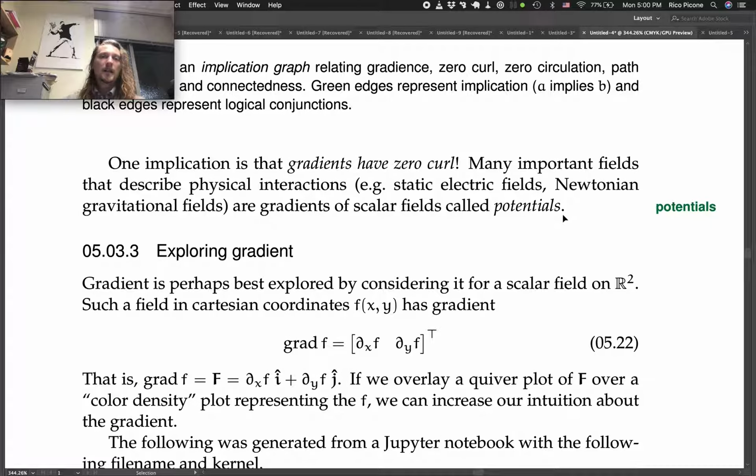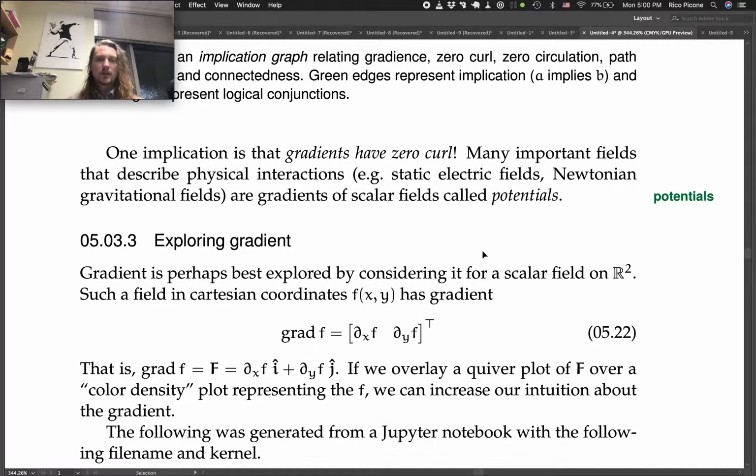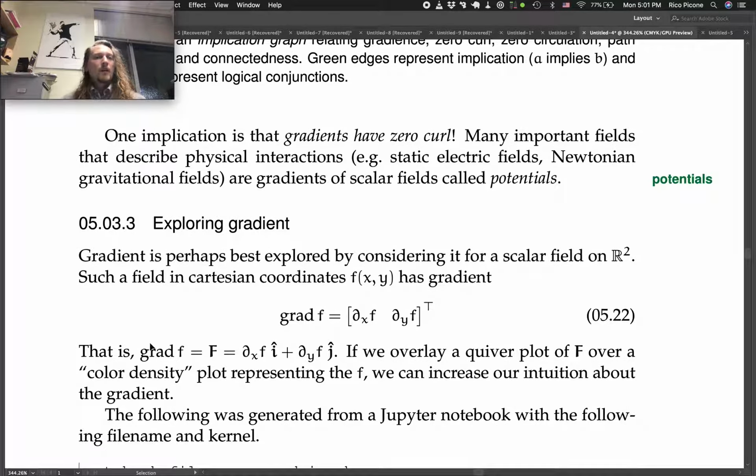This is what's called potential theory also, so in Kreyszig you can look at the section about potential theory. Exploring gradient. Gradient is perhaps best explored by considering it for a scalar field on R2, on the plane.